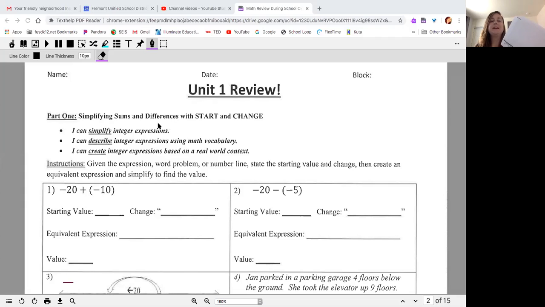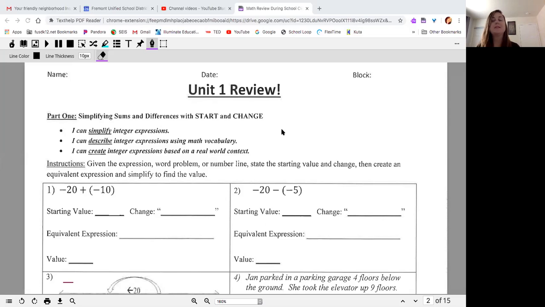This is simplifying sums and differences with start and change. Okay, sums and differences. What does that mean? Sum, add, addition. Okay. Difference is subtract, minus, okay, to take away. We are not using products and quotients yet. Okay, we're going to do that on the next page or the other page.